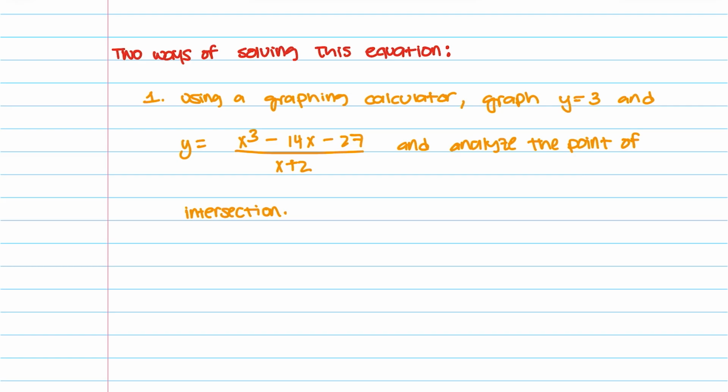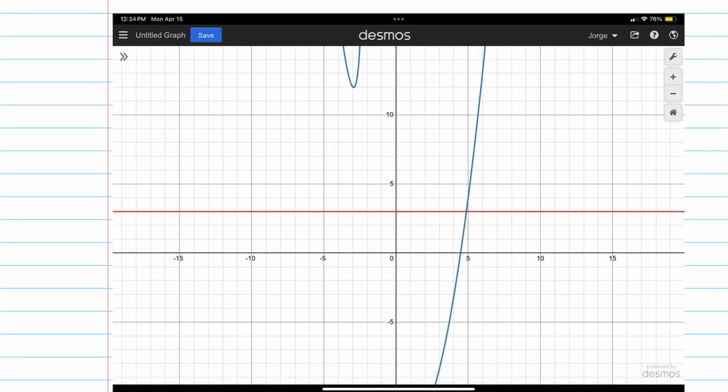And so by looking at this picture, right here we have our two functions plotted out. In red, we have our y is equal to 3 function, and in blue, we have our y is equal to x to the third power minus 14x minus 27, all divided by x plus 2. And by taking on this approach, to find the solution x, all you have to do is look at the point of intersection. And in this case, the point of intersection happens at x is equal to 4.88.